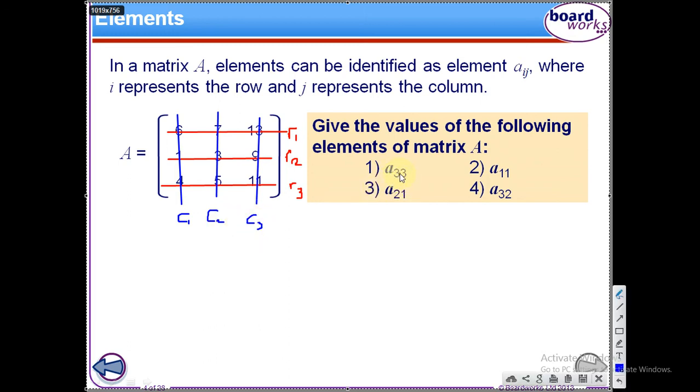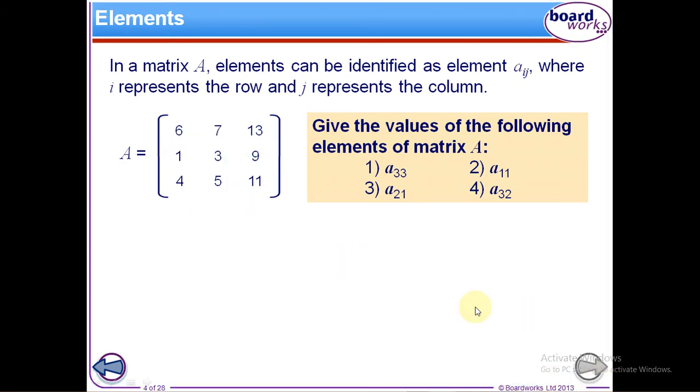So A33, that is the element, because this is a set and these are the elements in the set. So I should go for the element in row 3 and column 3. So this is row 3, this is column 3, and this here is it. So that is 11. Then let me go for this one now. A32, this is row 3 here, then column 2. So that will be 5. A11, that is row 1 column 1, and that is 6. Then A21, that is row 2 column 1. This is row 2 here, then column 1. So that will be 1. So that's how to complete that task. Okay, next.